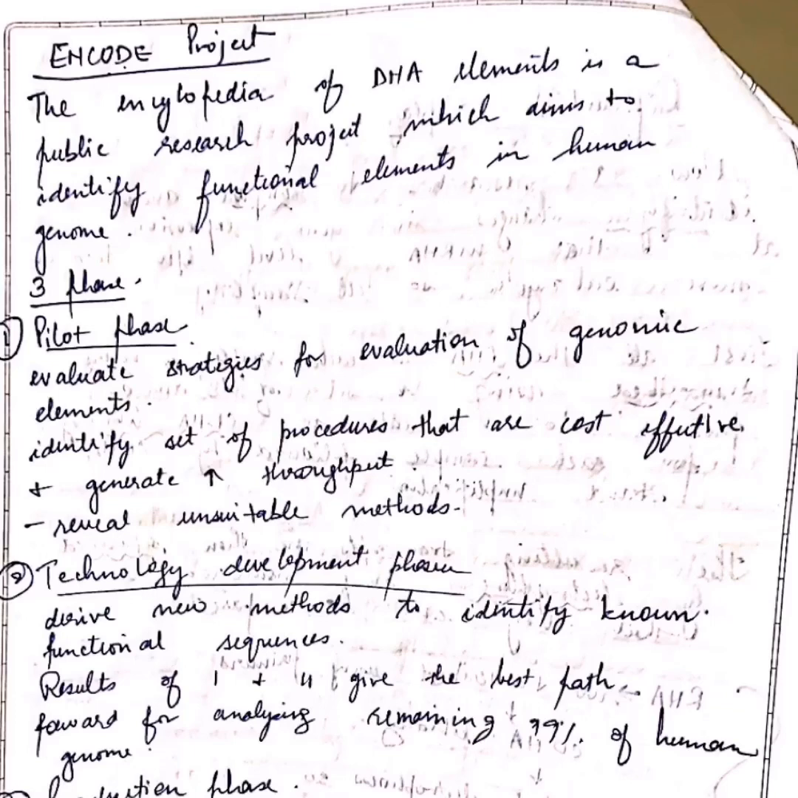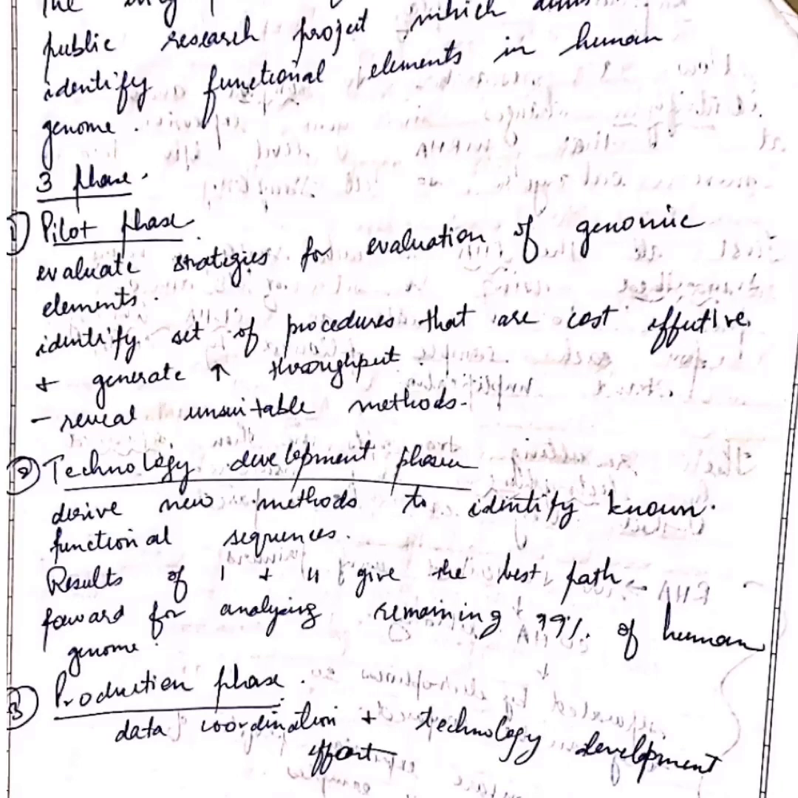So I've just written out the important points, that is what does ENCODE project means, and it is divided into 3 phases, that is pilot phase, technology development phase and production phase.